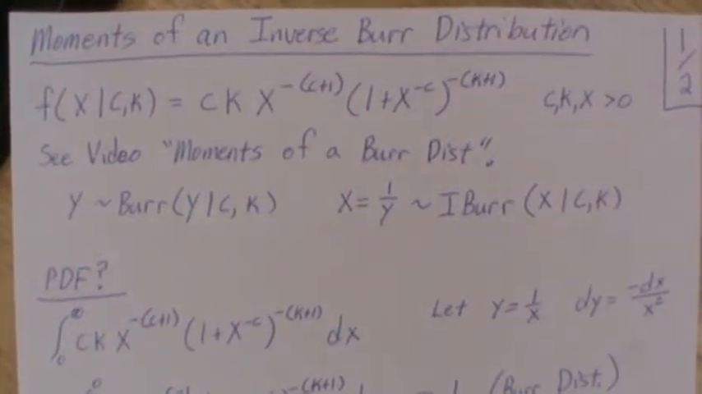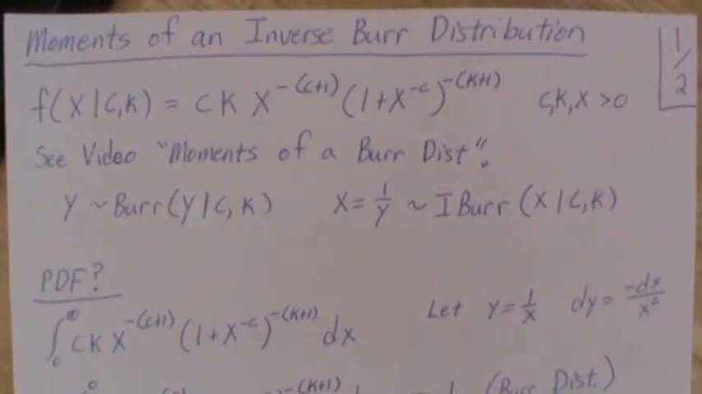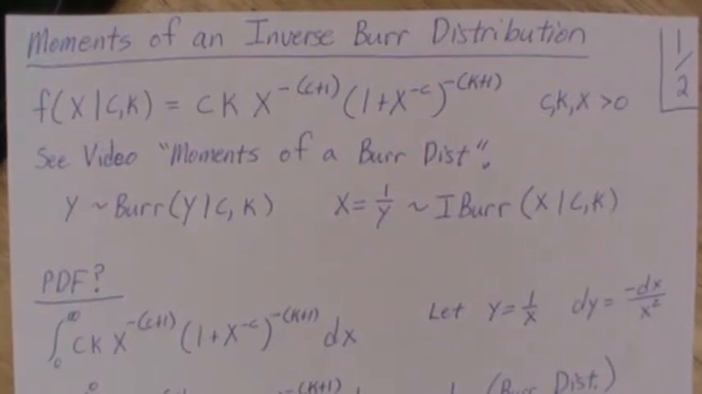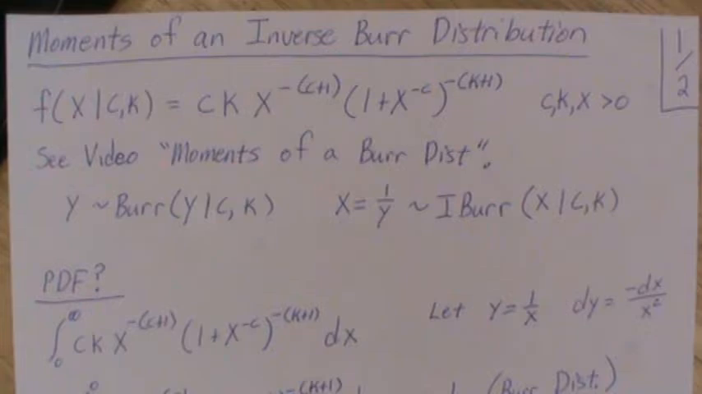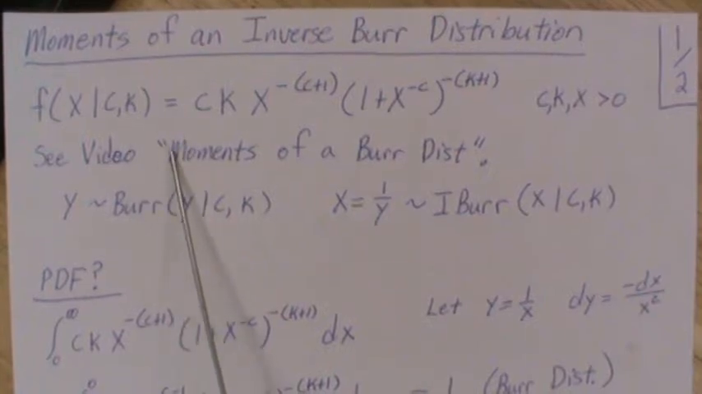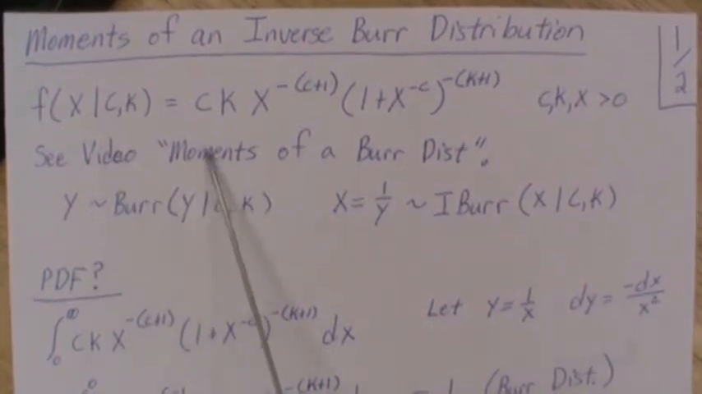Hello, this is the next video in a playlist that I'm calling Mean Variance Moments Mode of Distributions. In this video, we're going to look at moments of an inverse Burr distribution. And this is it. This is the density of an inverse Burr distribution. It has two parameters, C and K.